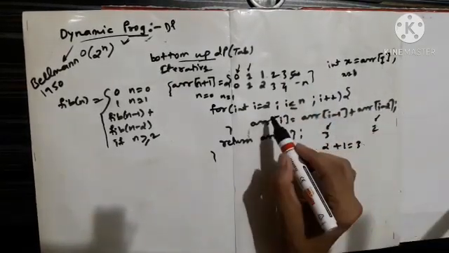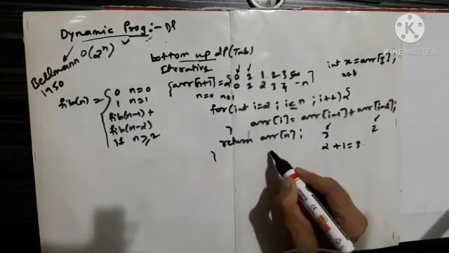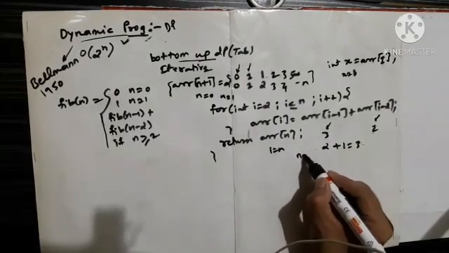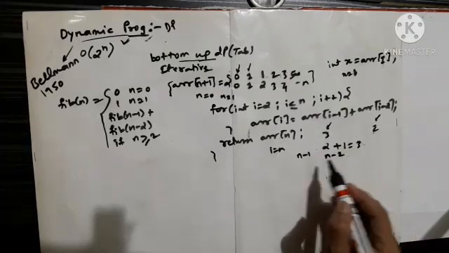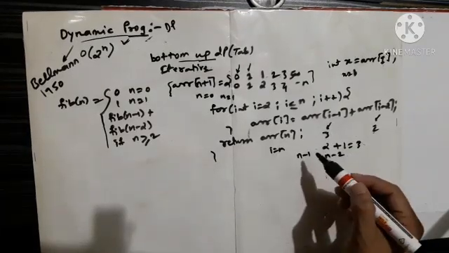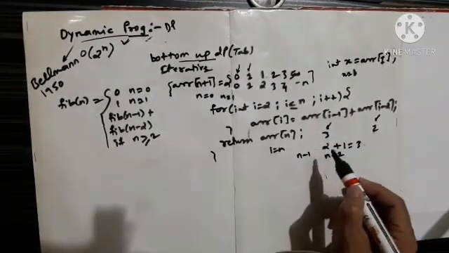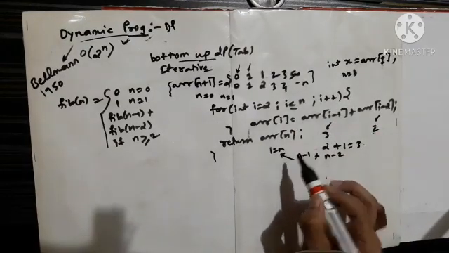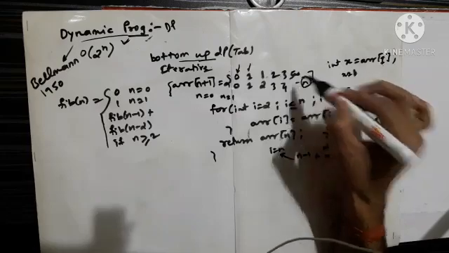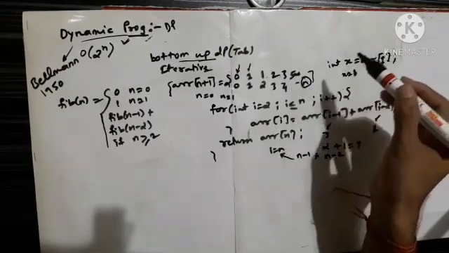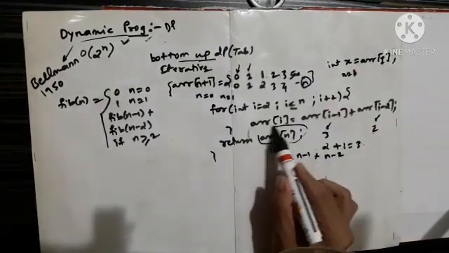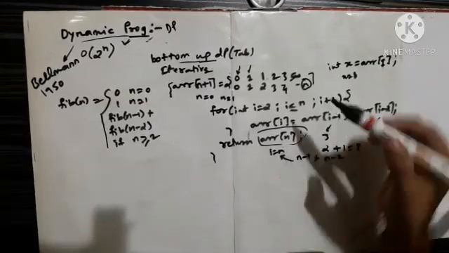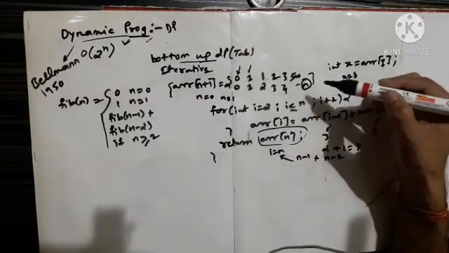Now suppose when i becomes n, what will happen? It will call for n minus 1 and n minus 2, and whatever values have previously been stored, the two values will be added, and the result will be stored at the nth index, and this value is my final answer, and hence I am returning this. Why am I returning array of n? Because at the nth index I got my answer.